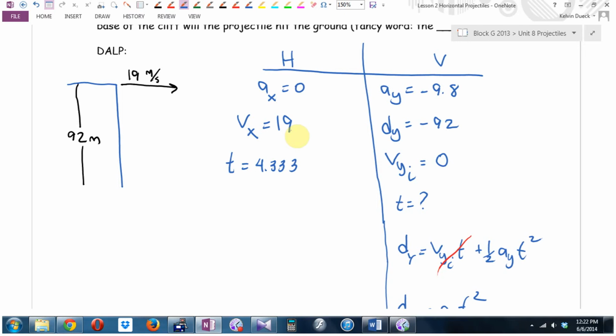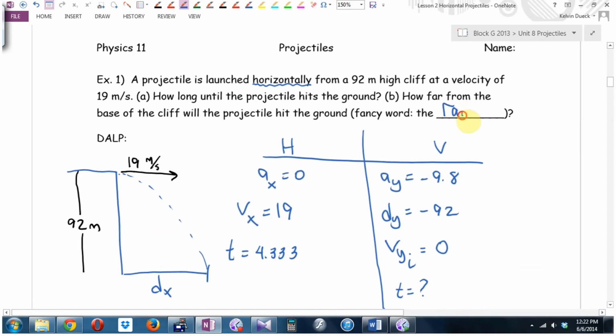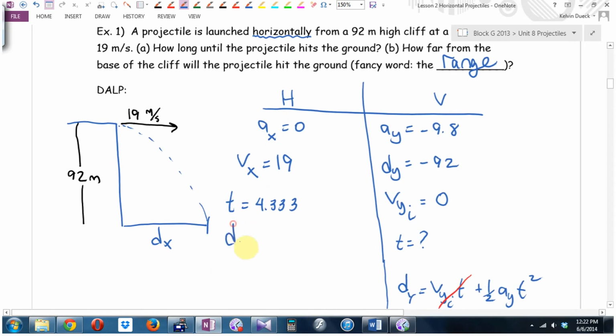What do they want me to find in part B? Which distance? Yeah, they want me to find this distance here because it's really going to look something like that. Now, that has a fancy word. We call that the range. The range of a projectile is its horizontal displacement. So I'm going to write down here, dx equals question mark under the horizontal column. I'm looking for an equation that has A, V, T, and D in it.